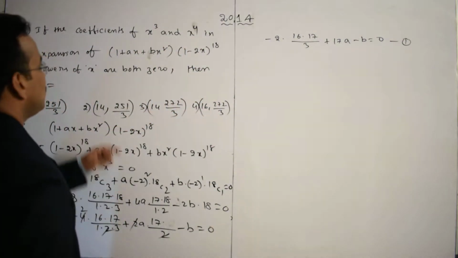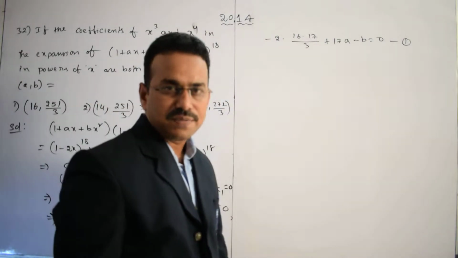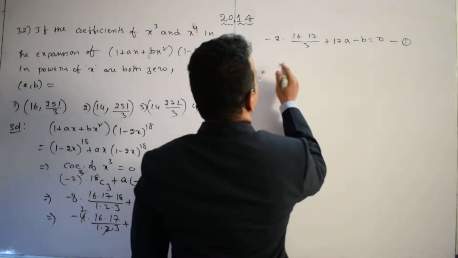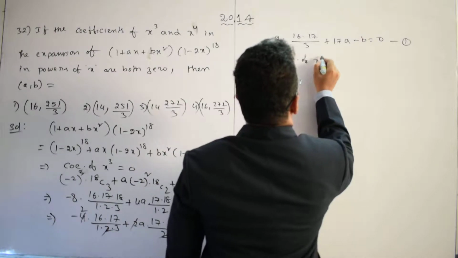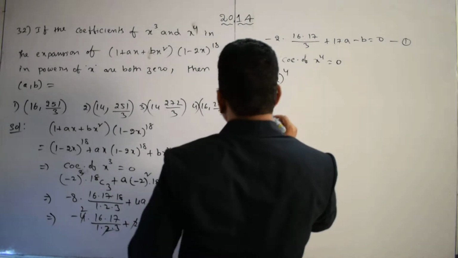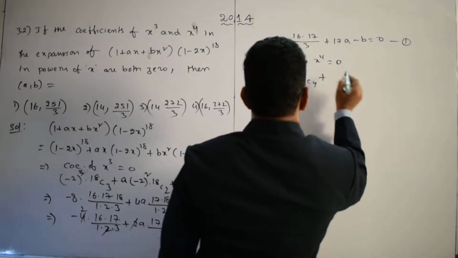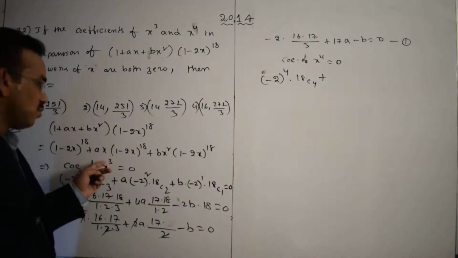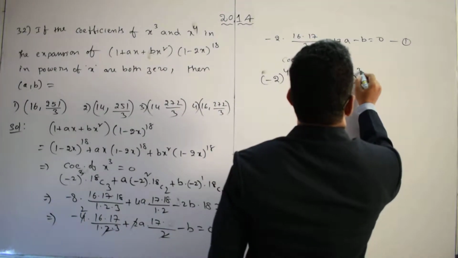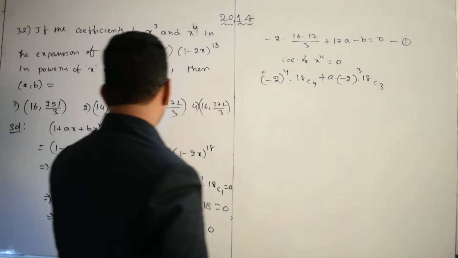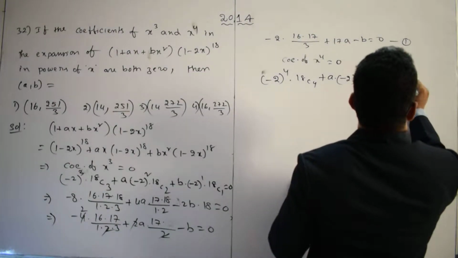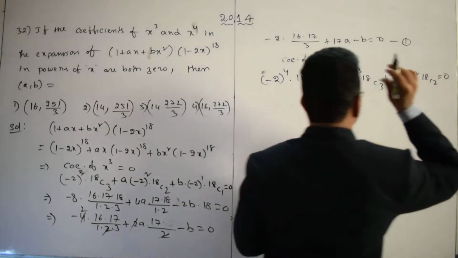Now in the next step we will equate the coefficient of x power 4 equals 0. So what is that here? (-2)^4 into 18C4. Next plus minus 2, here x is there, we want x power 4, so you have to take the x cube term. Plus a into (-2)^3 into 18C3. Next, the x square term you have to take. Plus b into (-2)^2 into 18C2 equals 0.